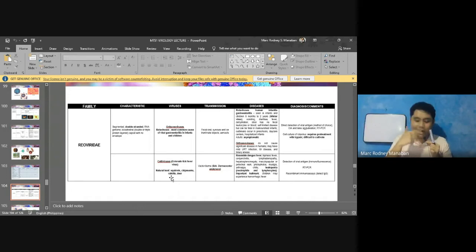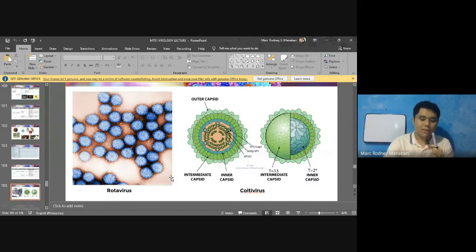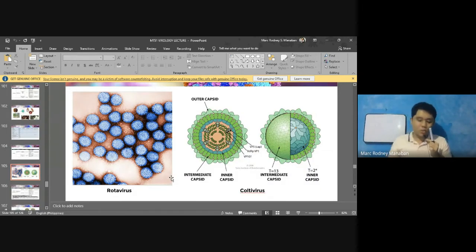That's for your Reoviridae. Again, very important are rotavirus and Colorado tick fever virus, the Coltiviruses. Again, rotavirus is the most common cause of infantile severe gastroenteritis throughout the world. So here is your structure: you have the rotavirus and the Coltivirus. So that's for the Reoviridae family.